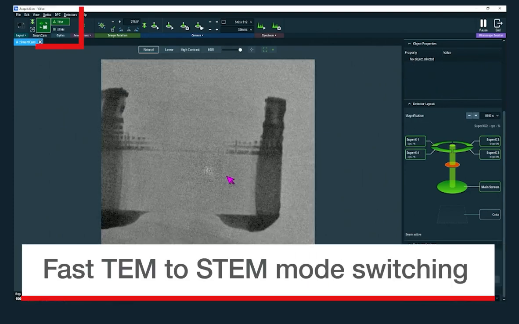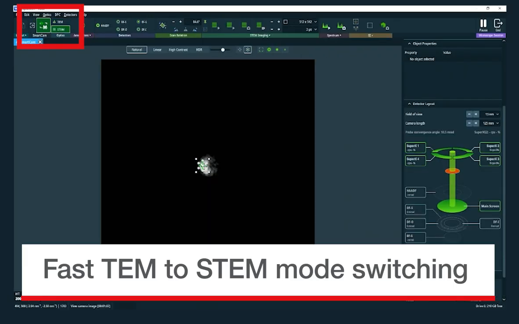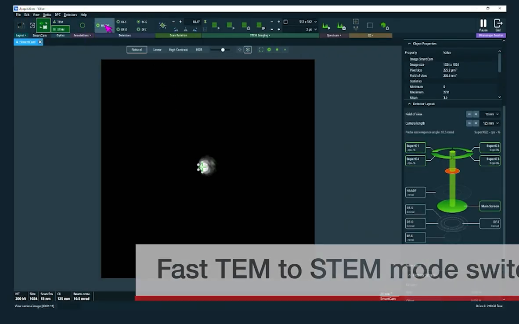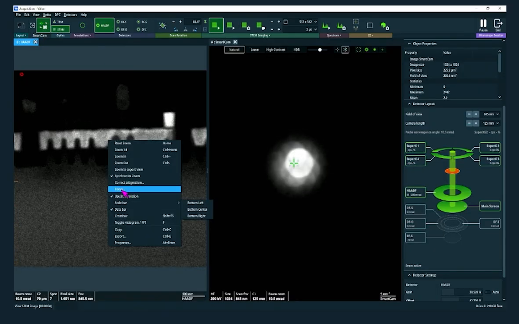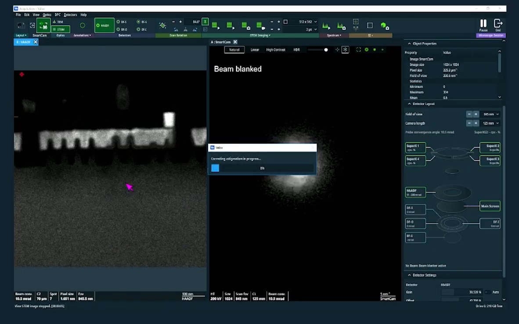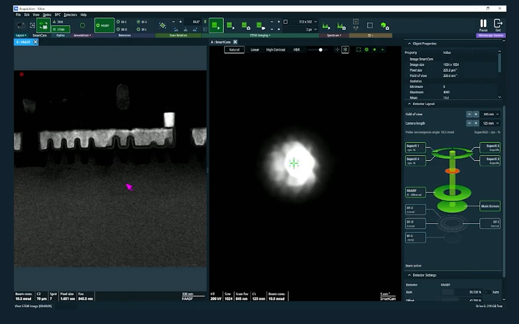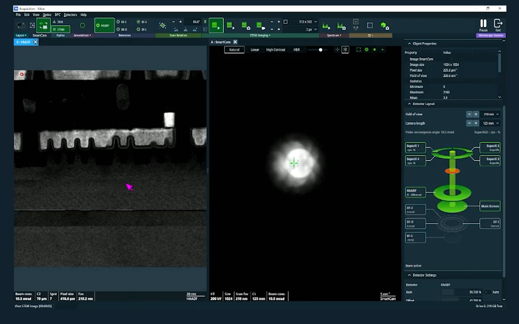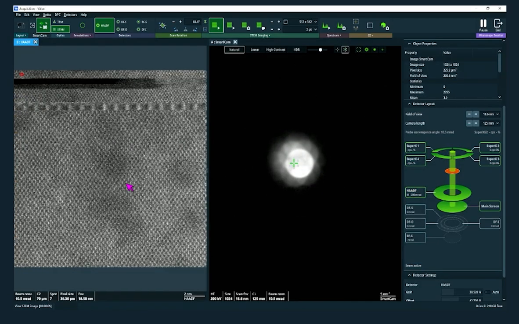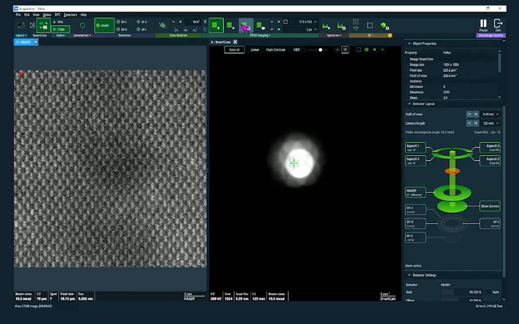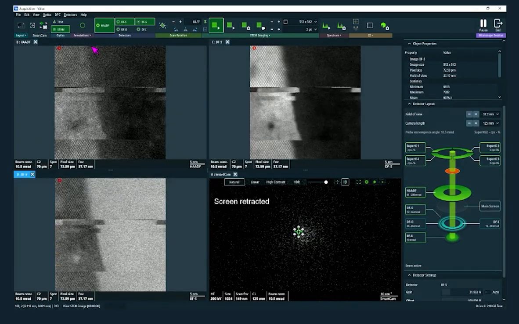And it's fast. TEM to STEM mode switching can be executed in seconds without waiting for the system to stabilize. With a few quick alignments, we're ready for high-contrast STEM imaging. VLOC software's AutoSTEM allows for automated focus and stigmation alignment, streamlining acquisition time and enabling user-to-user consistency.